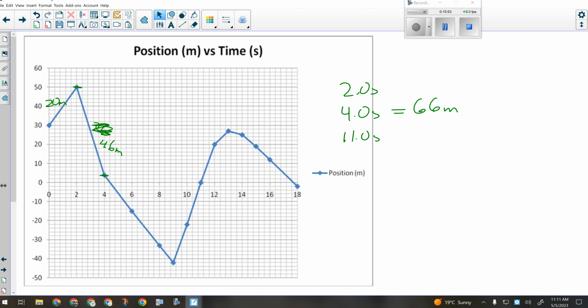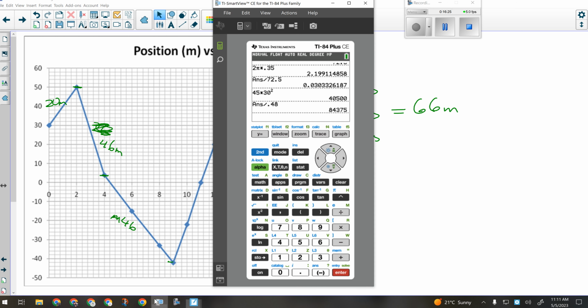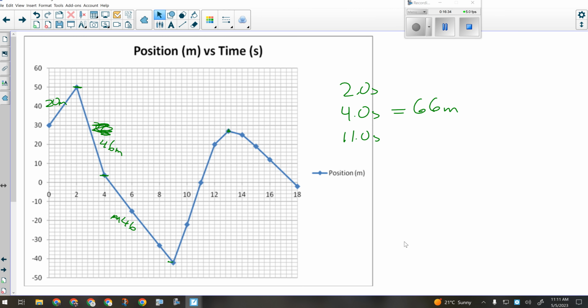So I'm going from 4 down to negative 42, it looks like. That's going to be another 46 meters, without the negative. And then up to 14. So I'm going to go up to here, and then I'm going to change direction again. So from negative 42 to 27. All right, so that's 69 meters there.